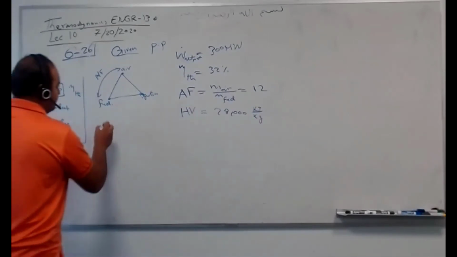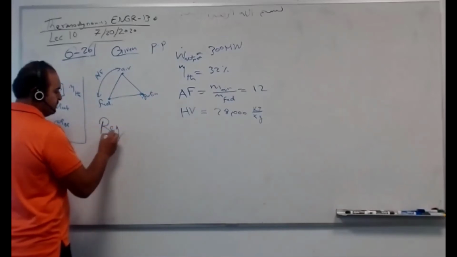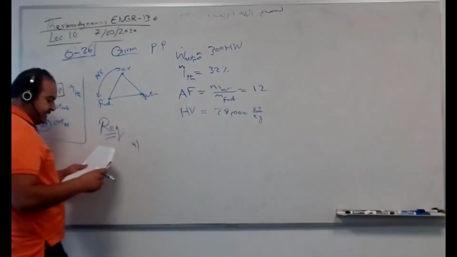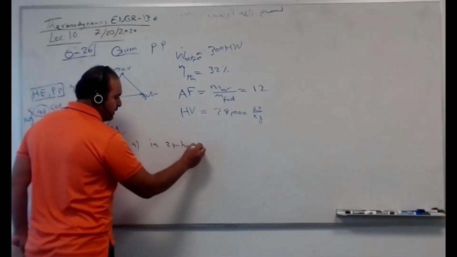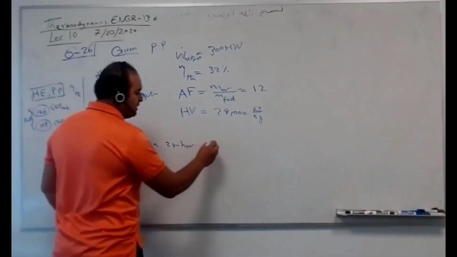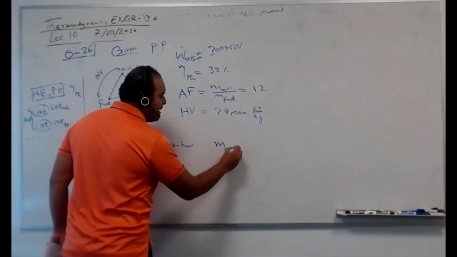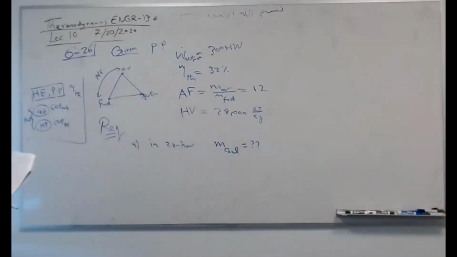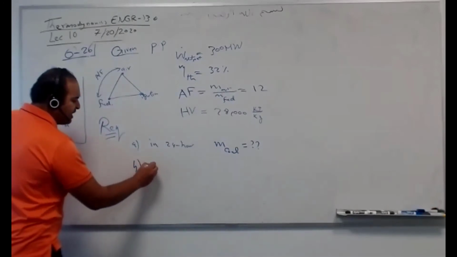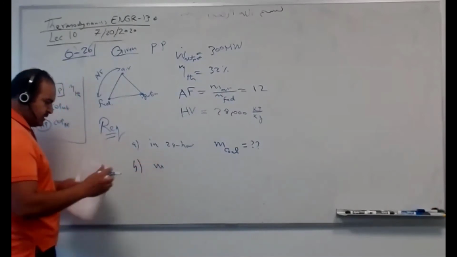Required. A. He said, in 1 day, in 24 hours, how much coal did you burn? How much fuel did you burn? B. How much air? M dot air.